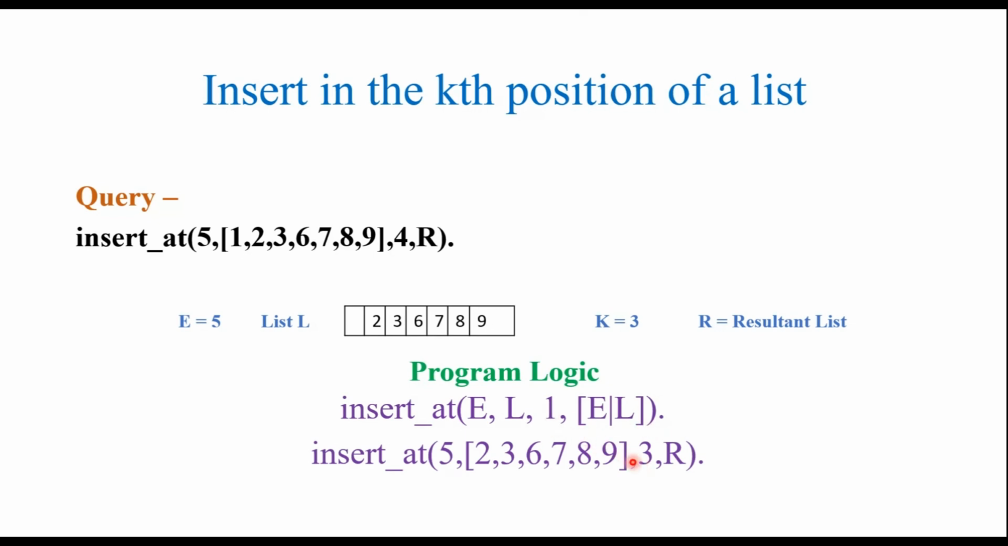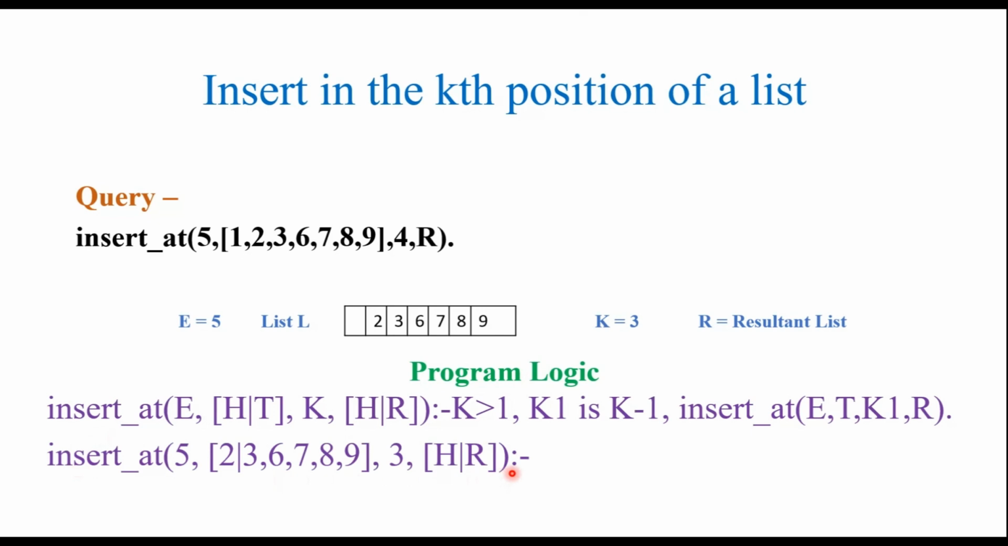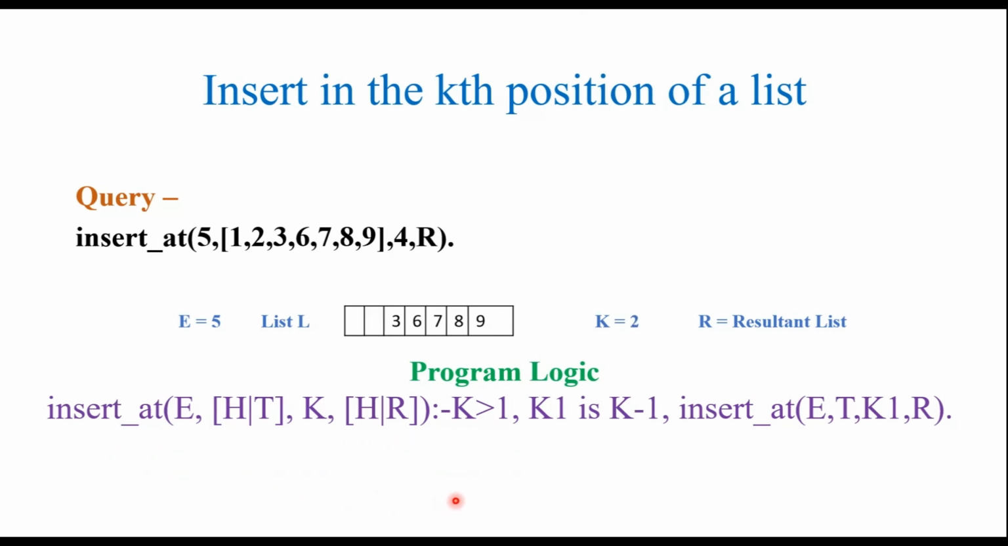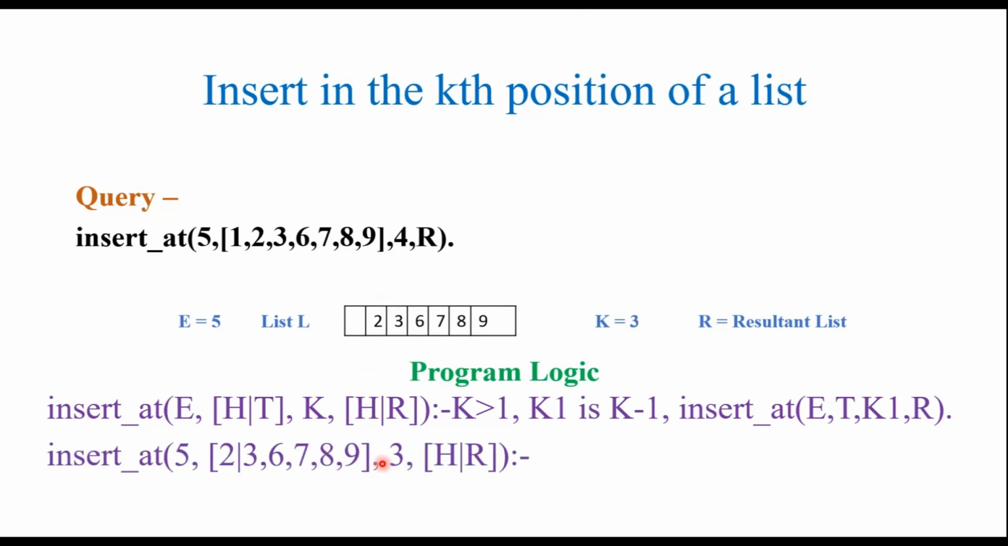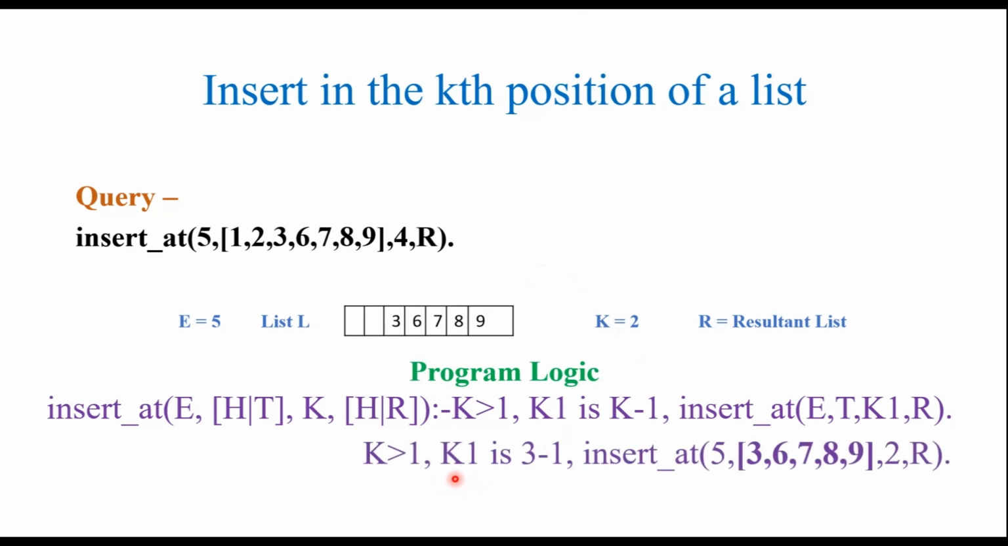Since the first program logic, the base case, does not match the values 1 and 3, it goes to the alternate section where it puts all the values in the required input part and then removes the head. Here the head was 2, which has been removed. Now K has been decreased from 3 to 2. After removing the head, we are left with 3, 6, 7, 8, 9 with the value K1, that is 2.